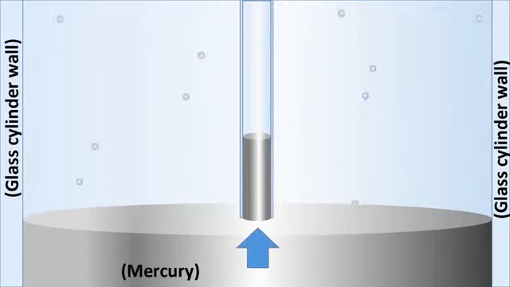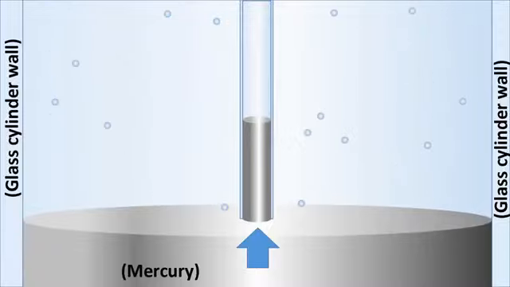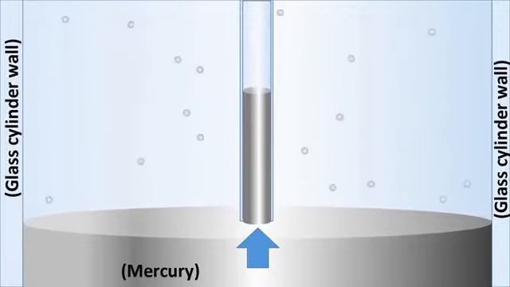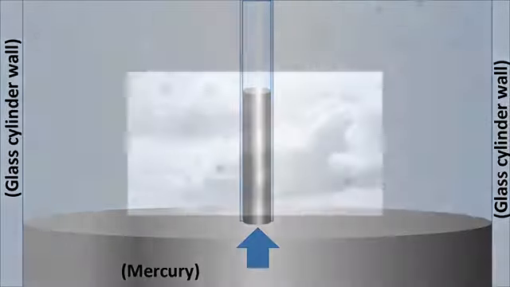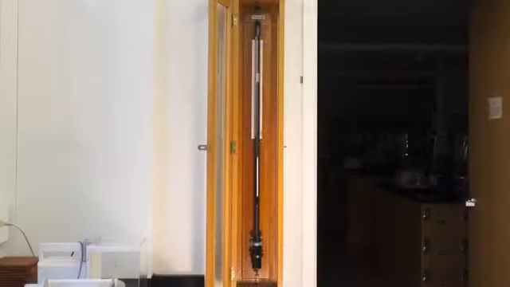If the atmospheric pressure increases, the surface of the pool of mercury experiences a greater force, and the height of the mercury in the tube increases. If atmospheric pressure decreases, as it does right before a storm, then the mercury level in the tube drops. Atmospheric pressure measurements are made by carefully measuring the height of the mercury in the tube.